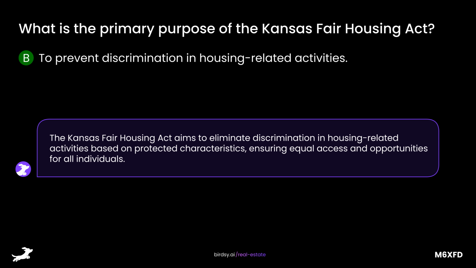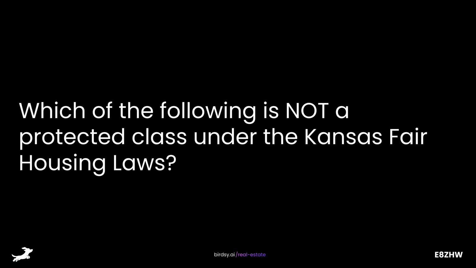The Kansas Fair Housing Act aims to eliminate discrimination in housing-related activities based on protected characteristics, ensuring equal access and opportunities for all individuals. Which of the following is not a protected class under the Kansas Fair Housing laws?